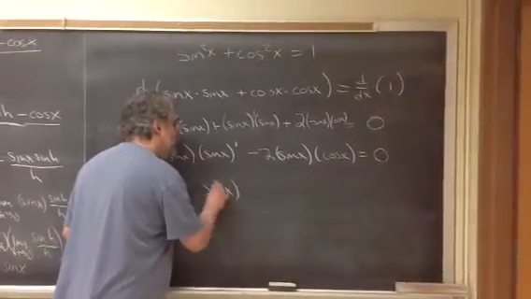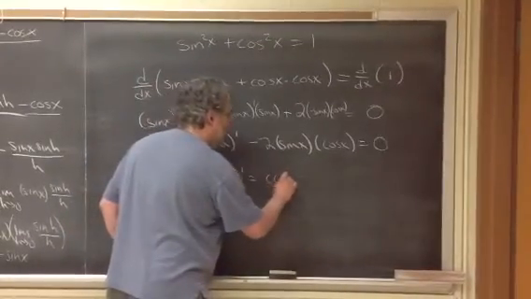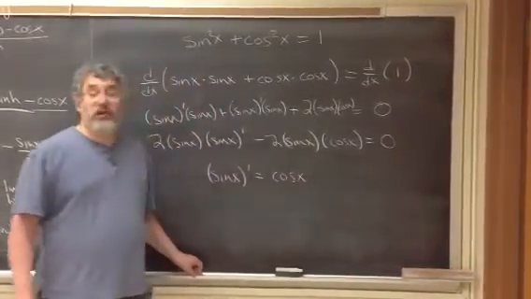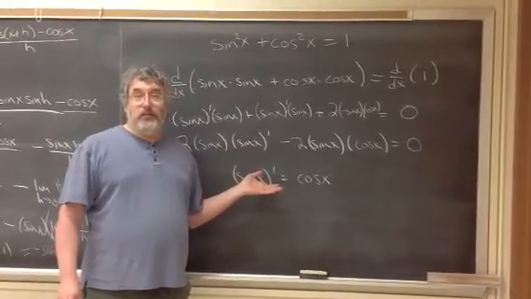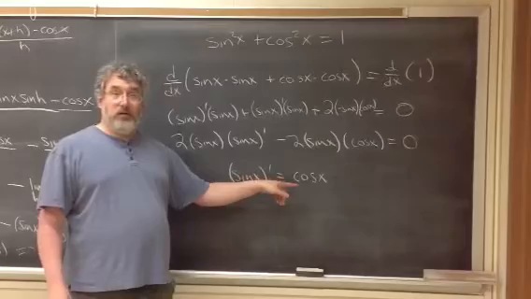So the derivative of sine of x is the cosine of x. And again, just to remind you, we're always in radians here. If we're in degrees, this is not going to work.